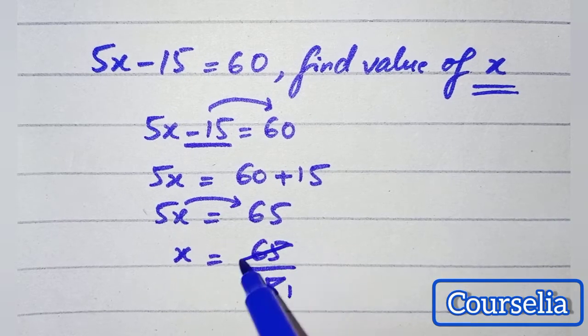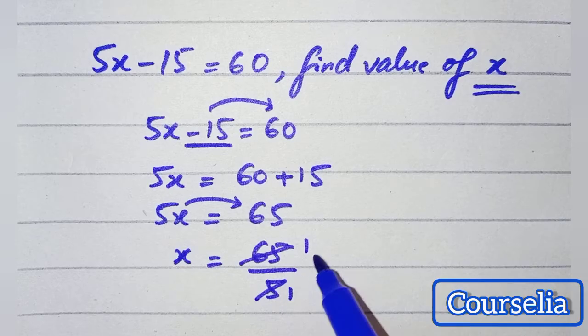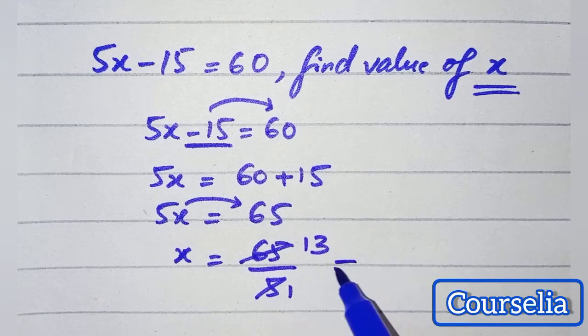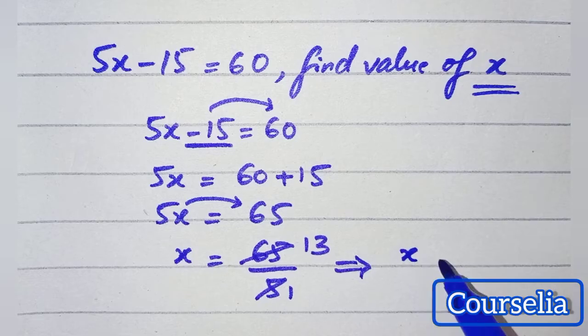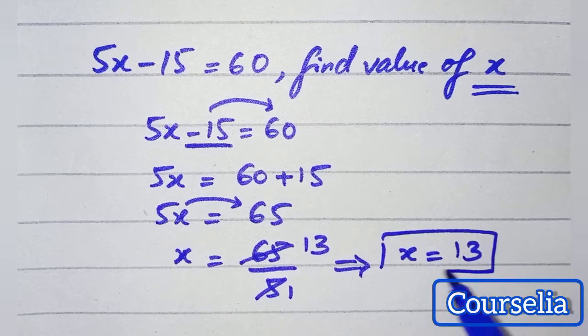5 ones are 5, 5 ones are 5, 1 carry, 5 threes are 15. Answer is x is equal to 13.